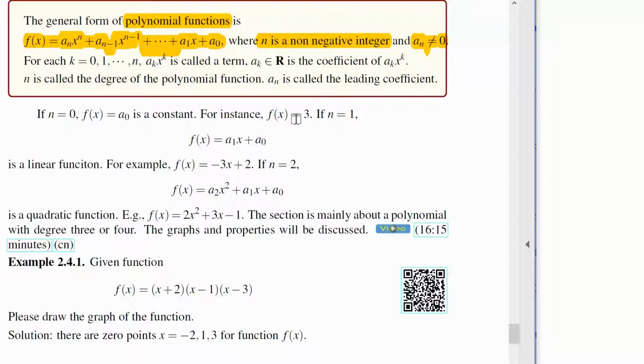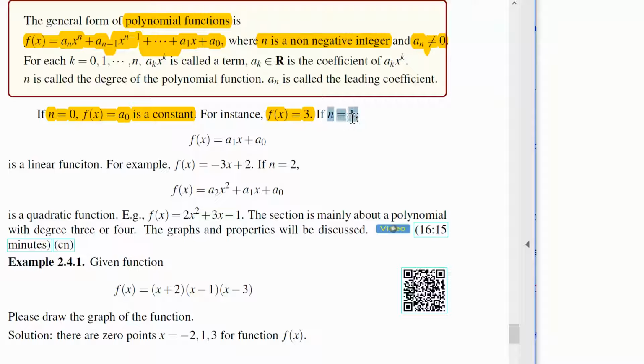Here are the special cases. For example, n can be 0, then the polynomial will be just f of x equals a sub 0. So in this case, for example, f of x is 3. So y is 3, and the function is a horizontal line.